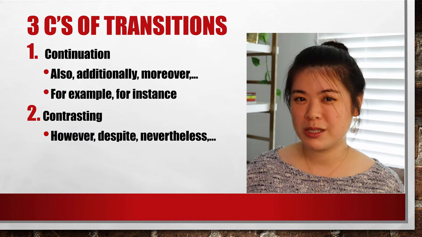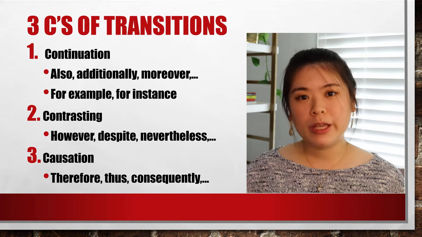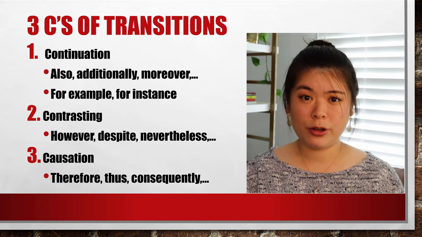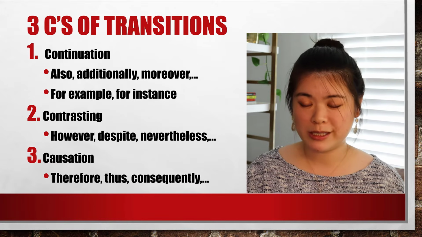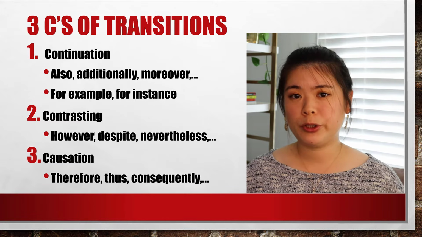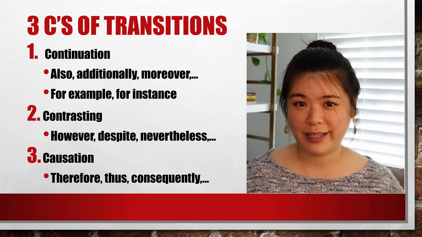This is going to be the most tricky category. They are causation transitions. These transitions bring 2 sentences together that have a cause and effect relationship. It's a very close-knit relationship. So words here include therefore, thus, because, consequently.